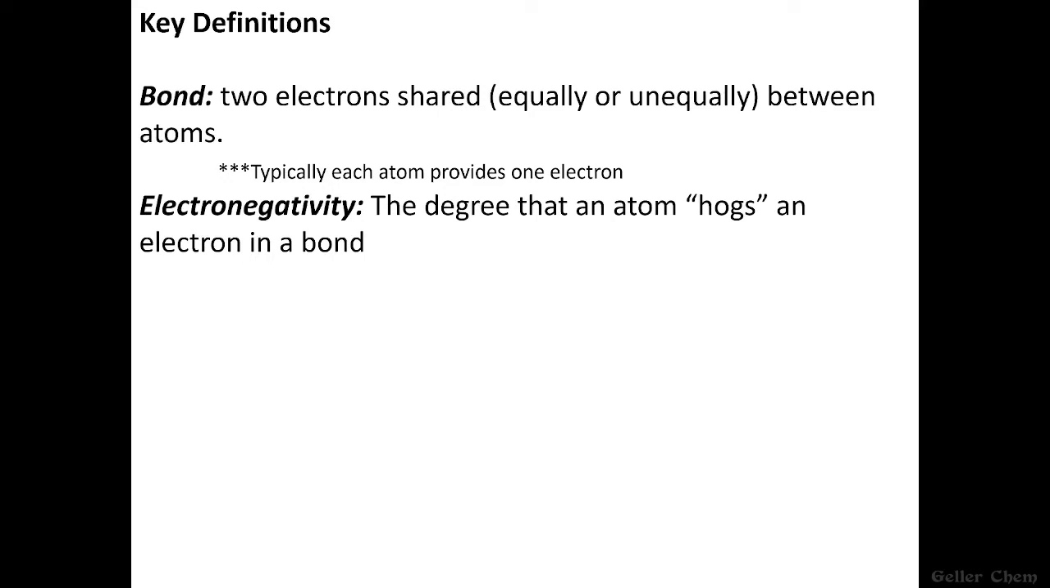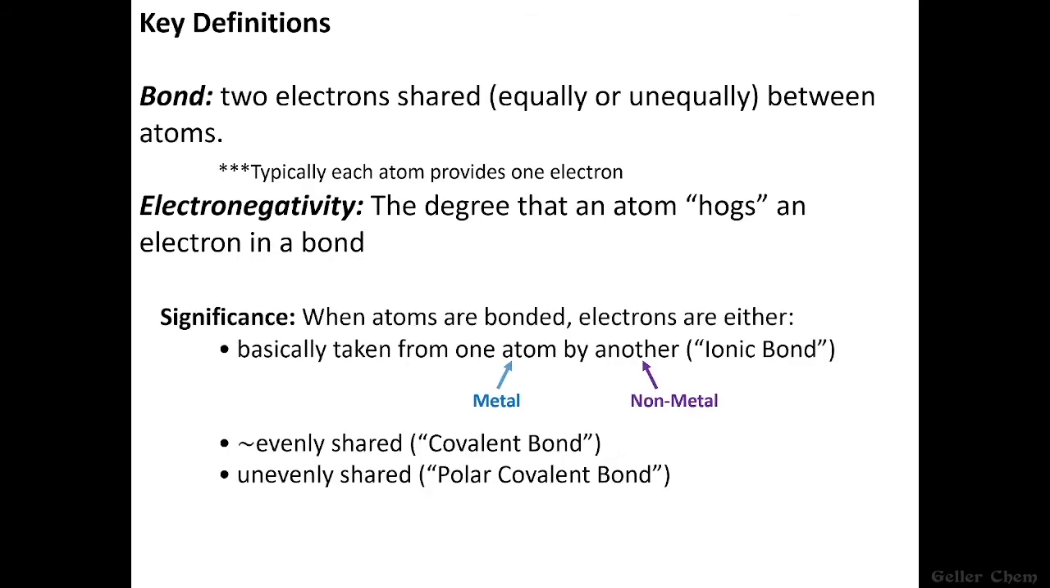First, let's define a bond as 2 electrons shared equally or unequally between atoms. Typically, each atom provides 1 electron. There are some exceptions in the more complicated molecules that I'll cover in video 2. We will define electronegativity as the degree that an atom hogs an electron in a bond. The significance being that when atoms are bonded, electrons are either basically taken from one atom by another.